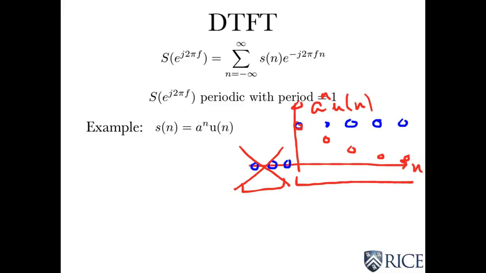If a is bigger than 1, this thing could take off. Still 1 at the origin, but it could get very big very quickly if a is bigger than 1. So what I've done here is shown this example where a was less than 1. Okay, well, let's compute its spectrum.